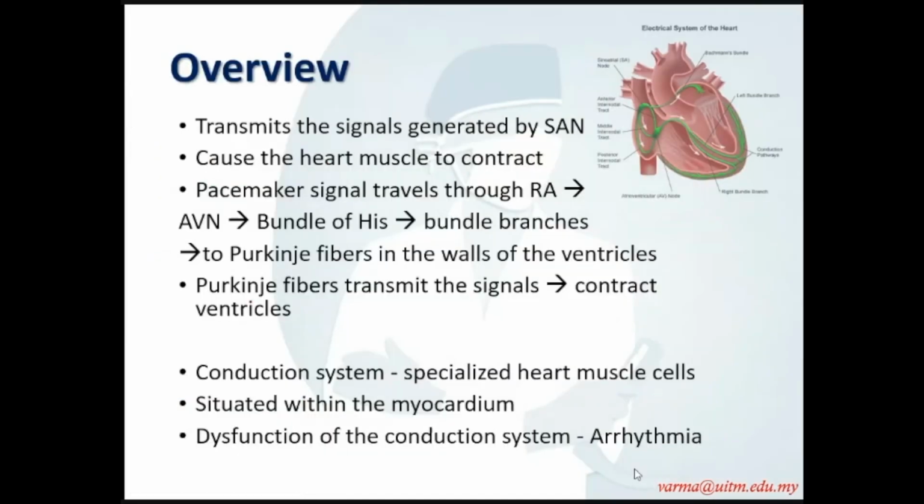So this is repetition. The cardiac conduction system transmits the signal generated by the SAN in the atria, causing the heart muscle to contract. Pacemaker signals travel through the right atrium to the AV node, bundle of His, bundle branches right and left, and to the Purkinje fibers in the wall of the ventricle. Purkinje fibers transmit the signals and contract the ventricle.